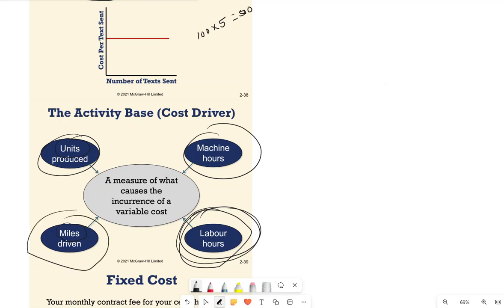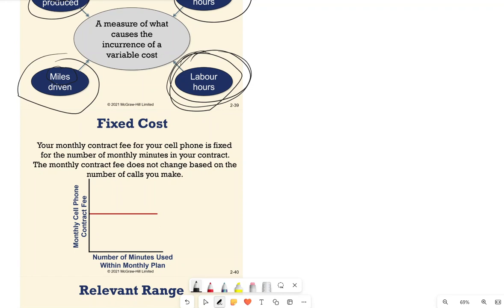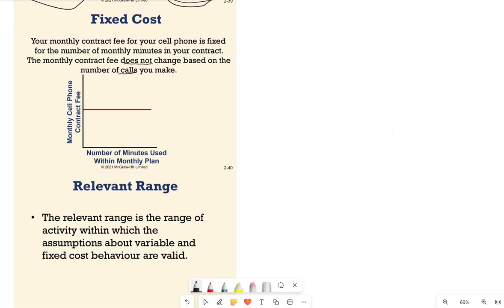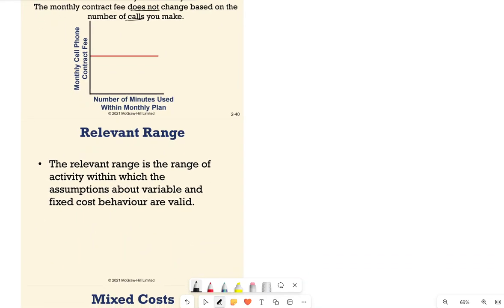Fixed cost does not change. Like I said, it stays the same. It does not change based on the number of calls or texts that I make. So now we have the relevant range. What is a relevant range? The relevant range is the range of activity within which the assumptions about variable and fixed cost behavior are valid.